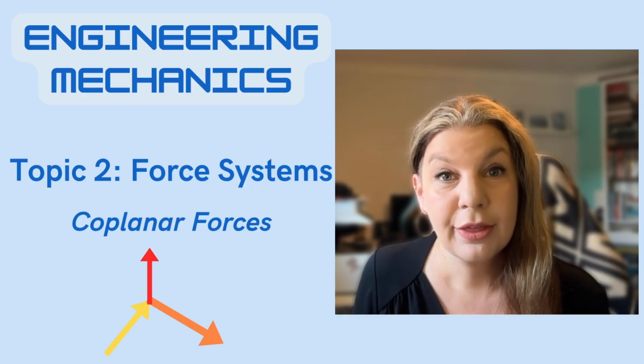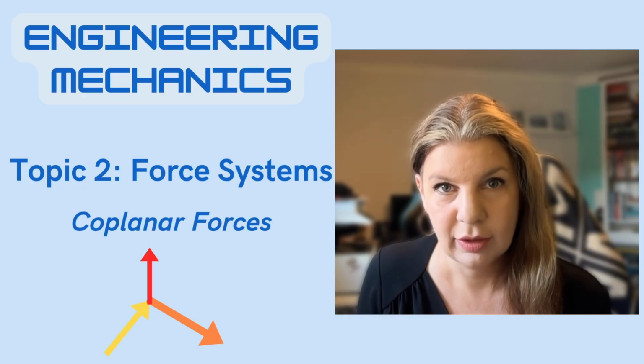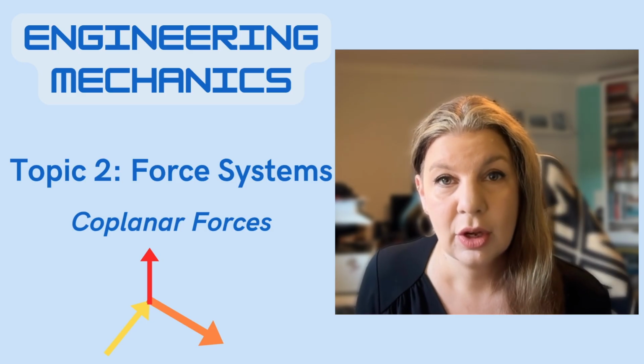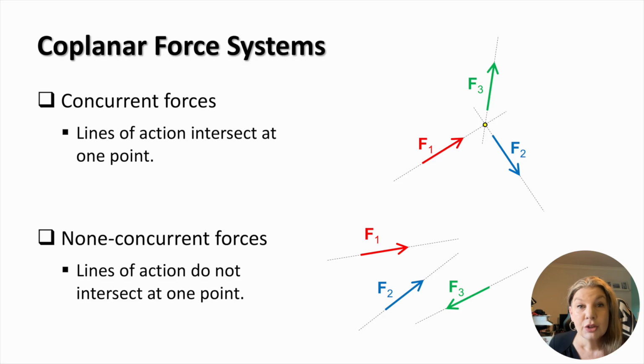Welcome to our third lecture in this series of force systems. In this lecture, we will discuss coplanar systems. There are two types of coplanar force systems. If all lines of action of the forces in a system intersect at one point, the force system is called concurrent. Otherwise, the force system is called non-concurrent. And we will use these two systems as we venture through more structural engineering.